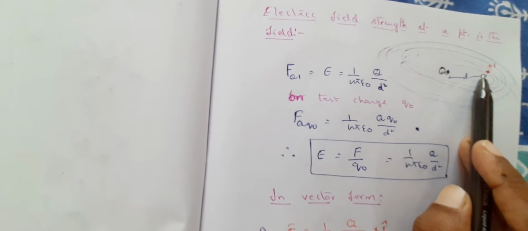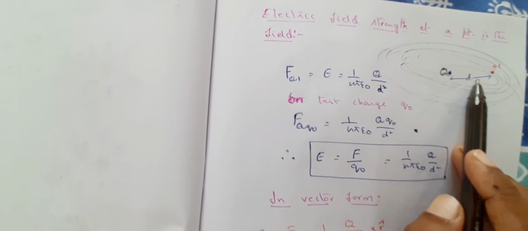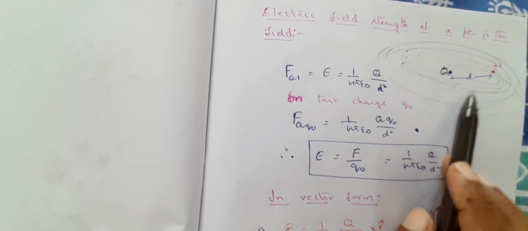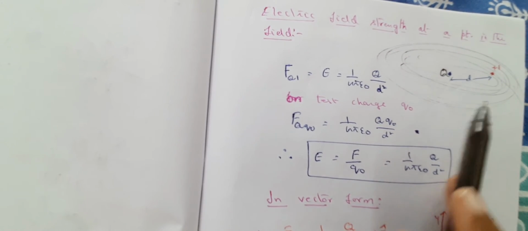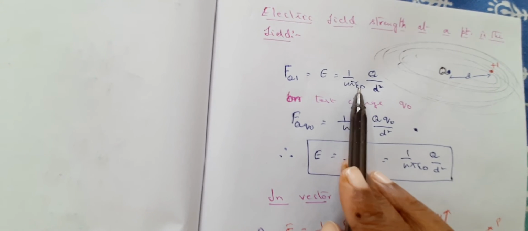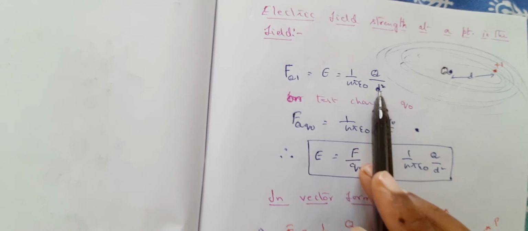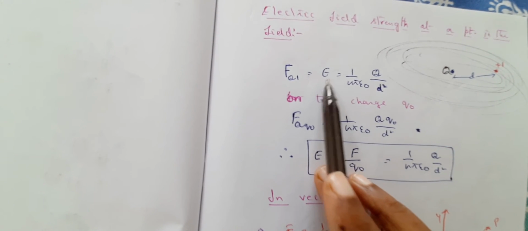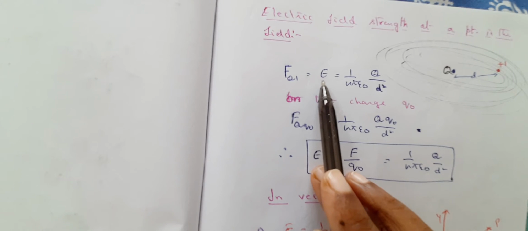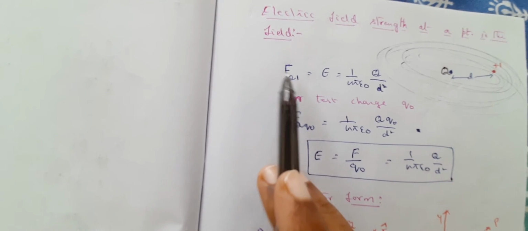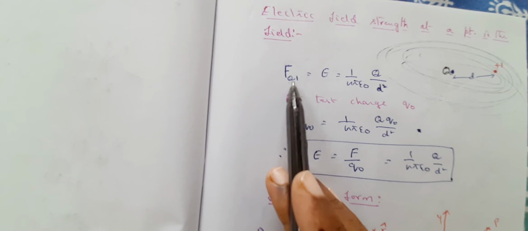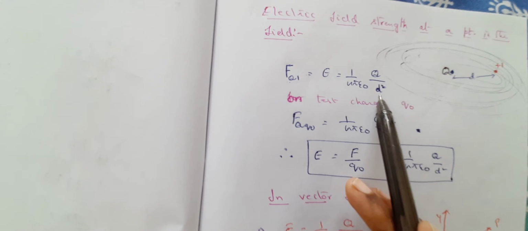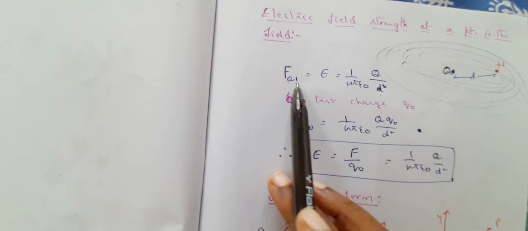Now if the distance of separation between them is D, what is the force on this? Force is equal to 1 by 4 pi epsilon naught, Q into 1 by D square. Especially on a unit positive charge, that force itself we equate to electric field strength as per definition. So the force acting on a unit positive charge because of Q is 1 by 4 pi epsilon naught into Q by D square.